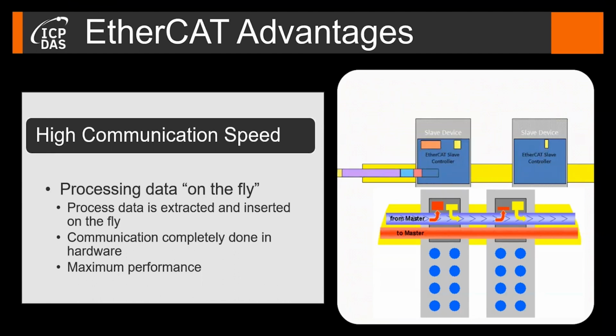Another feature is that data exchange takes place at full frame speed. Processed data is extracted and inserted into the frame while the frame passes through the slave at full speed. The data exchange between slave and frame is completed before the frame moves to the next slave. Also, the slave does not read the entire EtherCAT frame, but only the part of the frame assigned to it during the configuration process. The unique features of the processing on the fly mechanism make EtherCAT communication so fast.